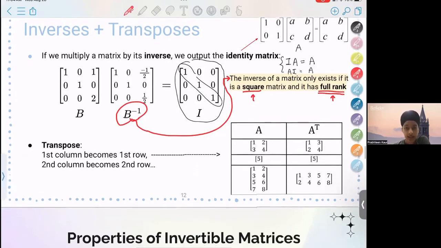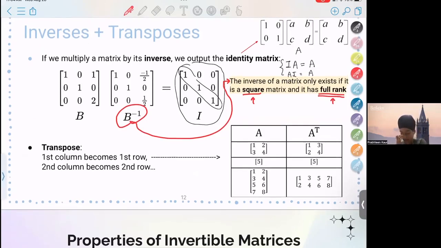The last topic is transposes. Basically a transpose of a matrix has this notation, a little t at the top, and all the rows switch to columns, or all the columns become rows. So here in this example, the first column becomes the first row, and the second column becomes the second row, and so on and so forth. So this is just another example.